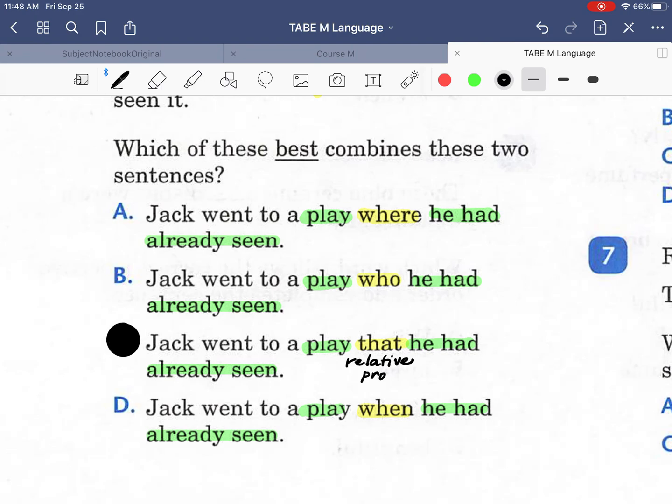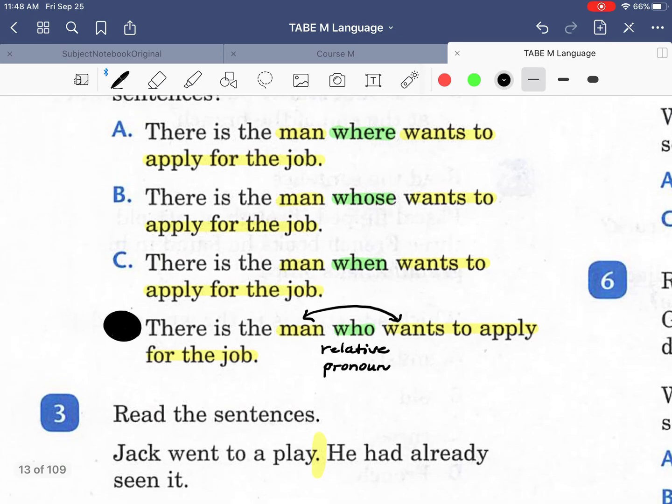We are describing a noun, not a verb. This is a noun, so you want a pronoun in there. Where and when are not pronouns, they're adverbs. We're not describing a verb, we're describing a noun. This is a good thing. Let me go back and show you.